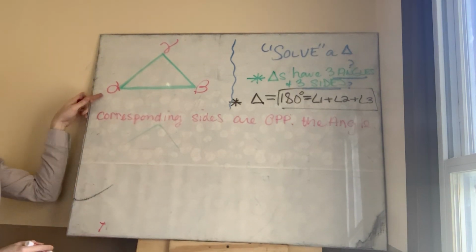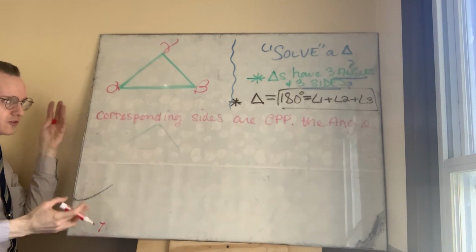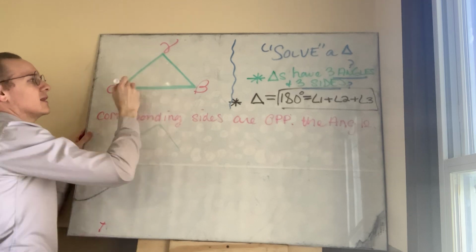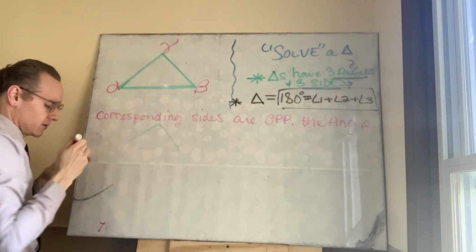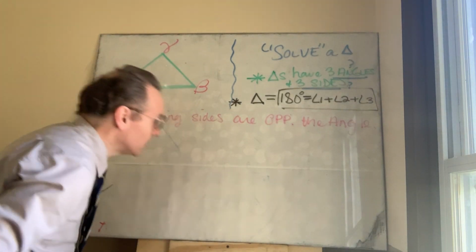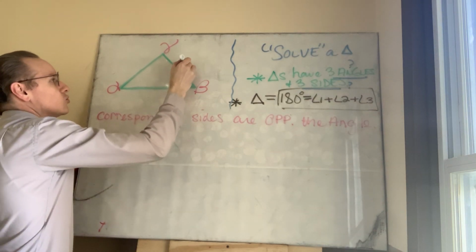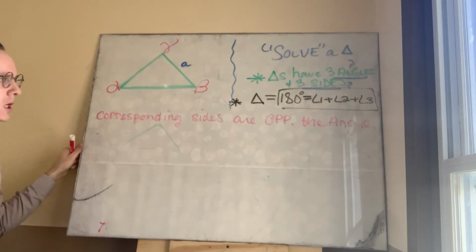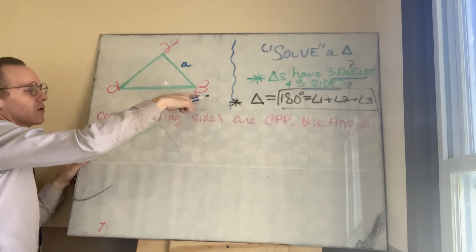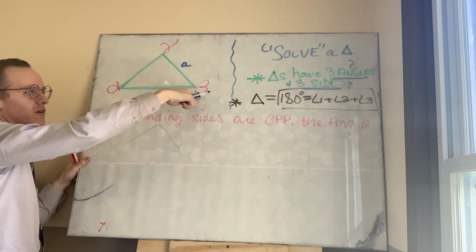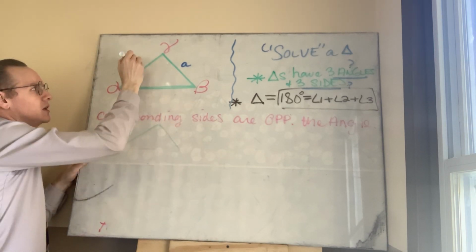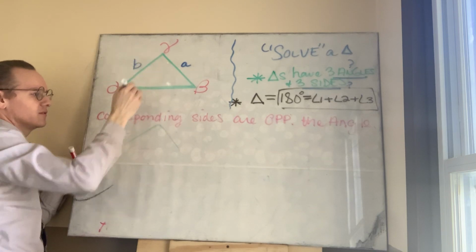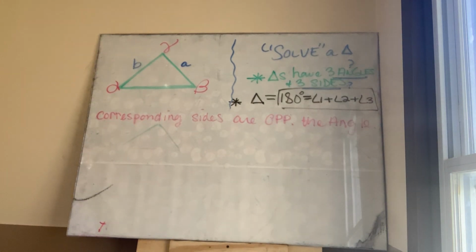Alright, so if this is angle alpha, and that is something like an A, the Greek incarnation of A, then opposite of this would be appropriately labeled, I'll put it in a different color, lowercase a. The corresponding side of beta would be B, and it would be opposite of this. Corresponding sides are opposite the angle.